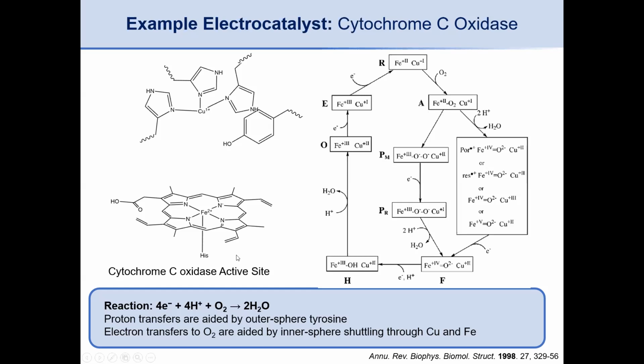So, just to look at the structure of this active site, we can see that we have 2 parts. We have one iron heme complex down here, a copper tris-histidine complex up here, right above the iron heme, and an outer sphere tyrosine residue that hangs out near the active site, which is between these 2 metals.